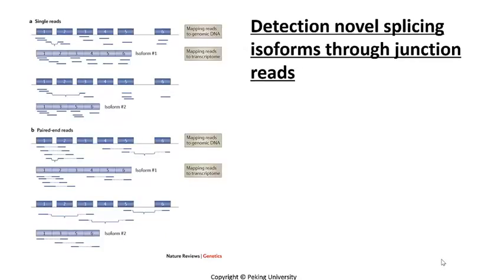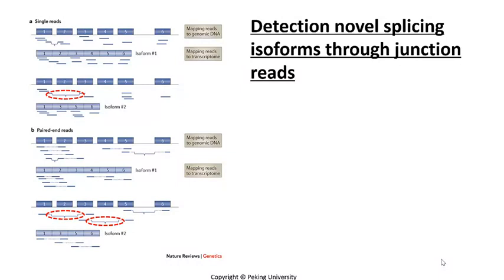These junction reads are the direct evidence to determine the splicing sites. They are crucial for proper reconstruction of the transcript structure. For example, in this figure, the junction reads across exon 1 and exon 3 directly support the existence of the transcript with exon 1 and exon 3 ligated directly, without exon 2 included intermediately.